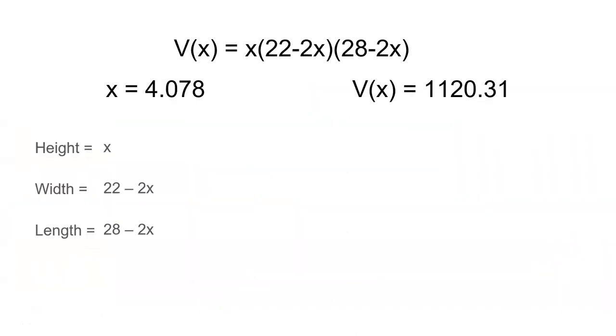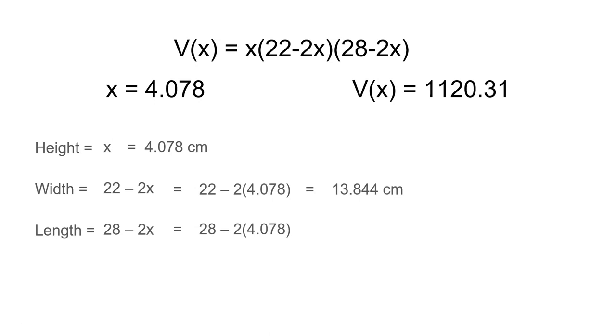After looking at the representations of the function and finding the maximum point, we can use this to find the other dimensions of the box. The height of the box, x, is equal to 4.078 centimeters. The width of the box was 22 minus 2x. By substituting the values into the expression, we can find that the width that will produce the maximum volume is 13.844 centimeters. And then using substitution again, we can find the length that will produce a box with the largest volume would be 19.844 centimeters.